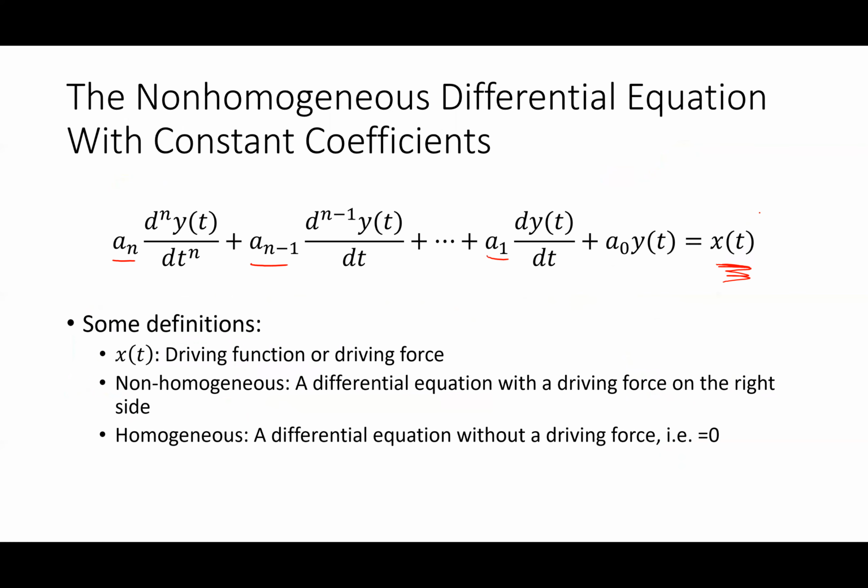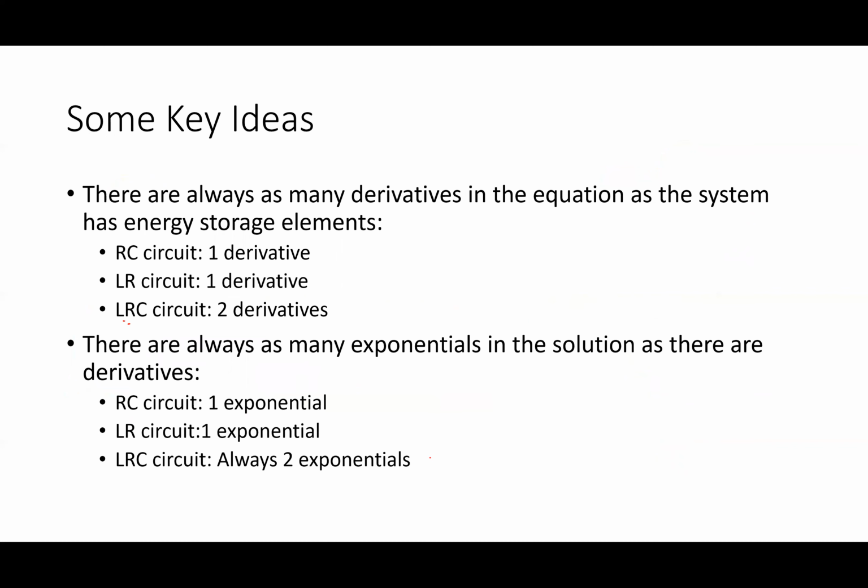So if we get rid of the x of t and we set it equal to 0, that is our homogeneous equation, and that gives us the transient response. A couple of things we talked about. I don't need to focus on this too much, but there's always as many derivatives in the equation as there are storage elements. And there's always as many exponentials in the solution as there are derivatives. So that means in a second order system, we're going to have 2 exponentials. We'll start talking about those today.